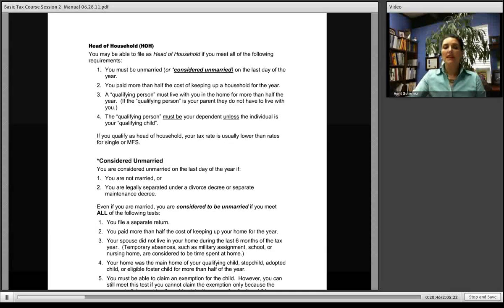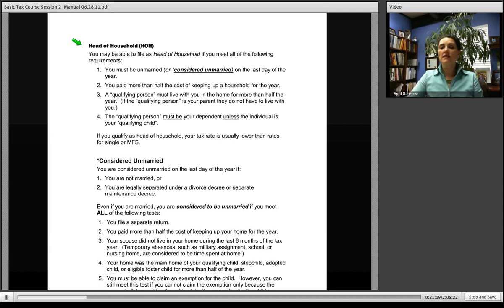Head of household. Head of household is the most confusing of the filing statuses. It has the most rules that you have to learn. It is an attractive filing status because people have realized that they may pay less tax using this filing status. There's also some confusion about the status. Many of my tax clients think that they're the head of household because they earn the most money. And the IRS doesn't look at head of household based upon who earns the most money.